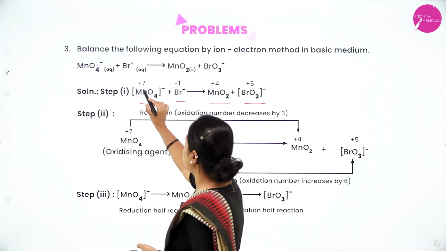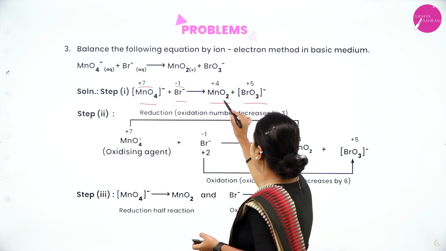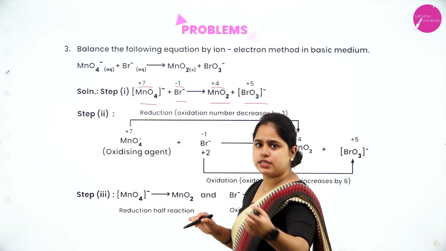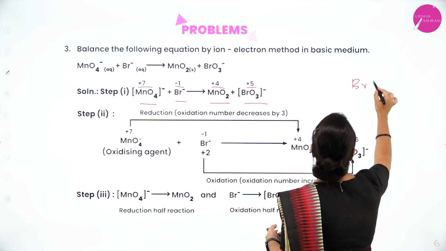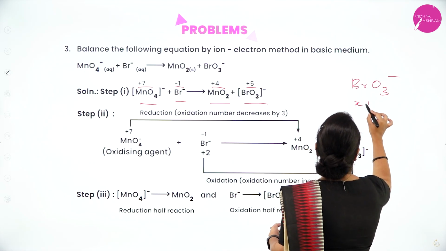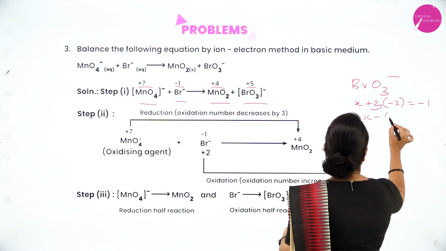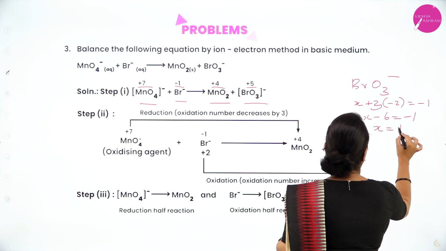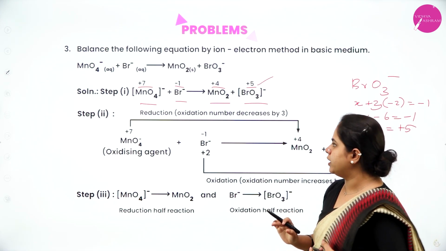So if you calculate the oxidation number, it will be +7 here. Br⁻, it will be -1. MnO2, it is +4. We have already discussed this in the previous example, right? And BrO3⁻, if you have to calculate it, x plus 3 into -2 is equal to -1. x minus 6 is equal to -1. x is equal to +5. Right. So that is what is shown here. So the oxidation numbers we have calculated.